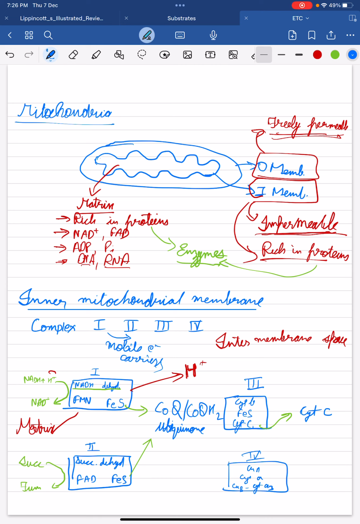This complex, the previous complex, was known as cytochrome BC1 because it had cytochrome B and C1, or cytochrome C reductase. And the complex 4 is known as cytochrome AA3 or cytochrome C oxidase.